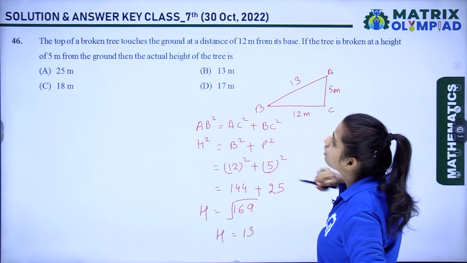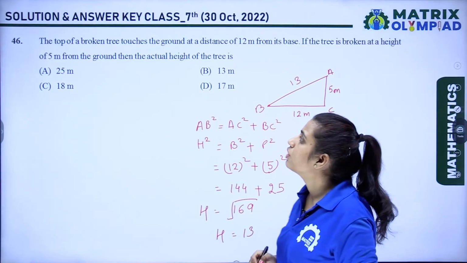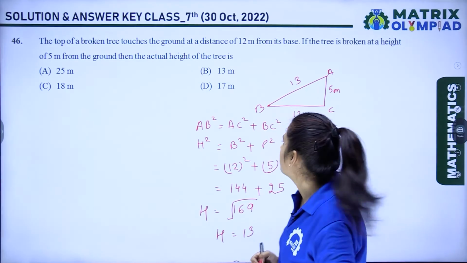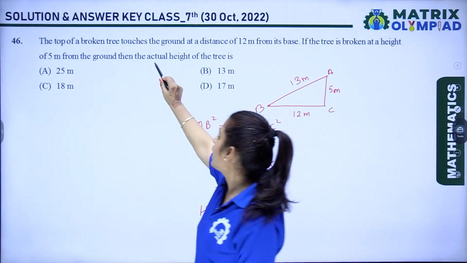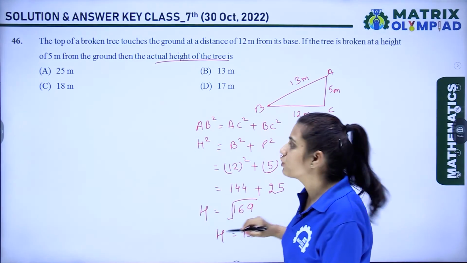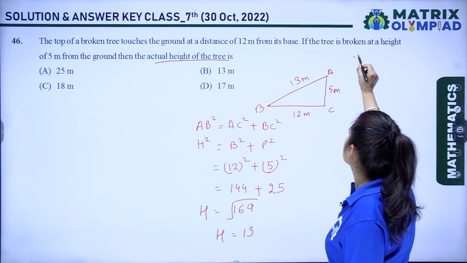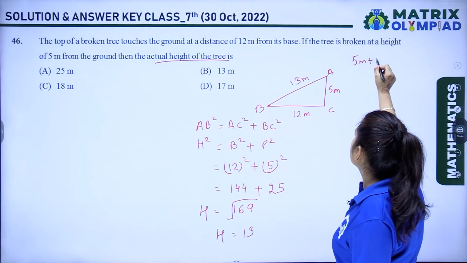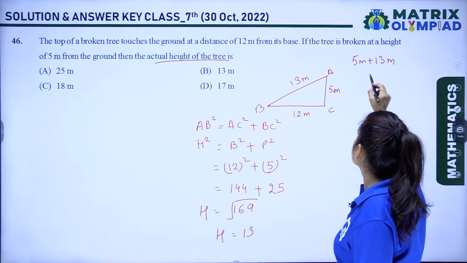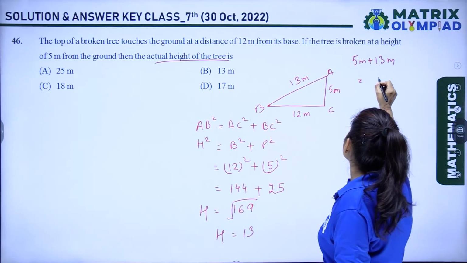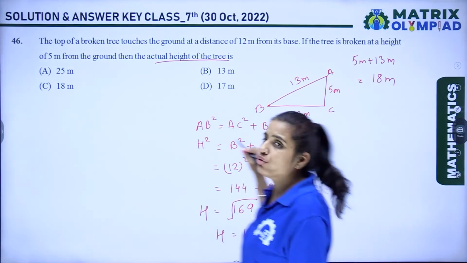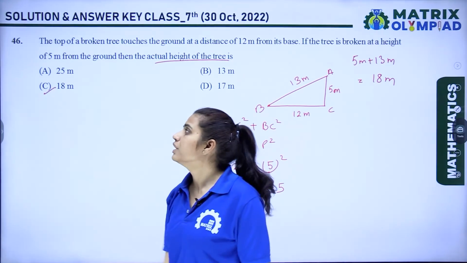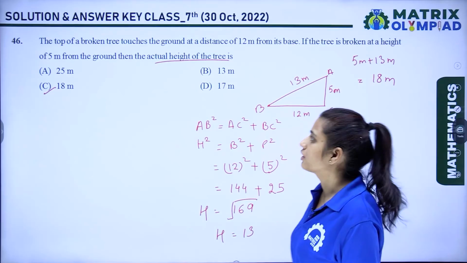So the part of the tree that is broken from the top is 13 meters. Now we have to find out the actual height of the tree. So the actual height of the tree is 5 meters plus 13 meters, which is equal to 18 meters. So according to the options, we can say that option C is the correct answer.